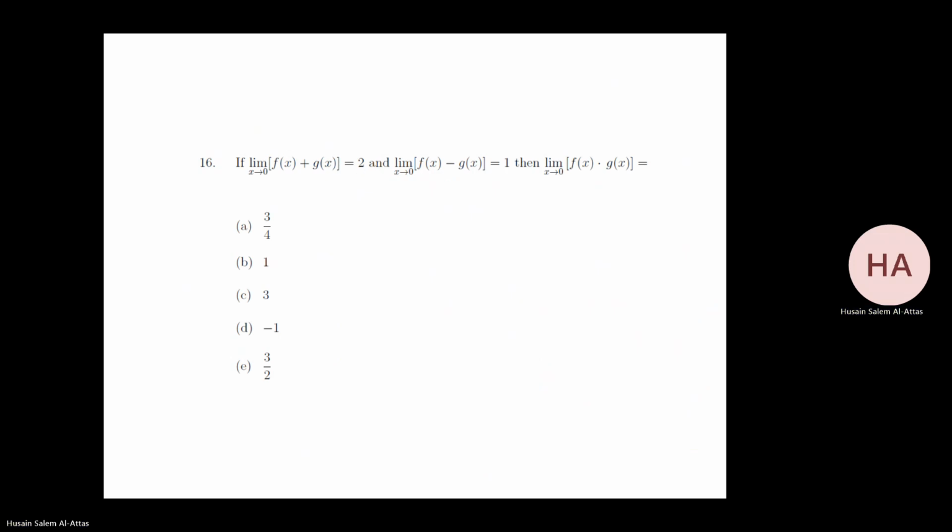Yeah. This is a tricky one. Some of you will just distribute the limit, which is mathematically not correct, but it will give you the same answer. But the idea is, if we have a plus b and a minus b equal to values alpha and beta, how do we find ab in terms of alpha and beta?